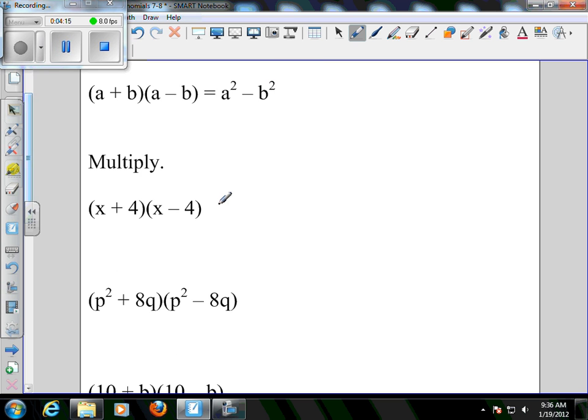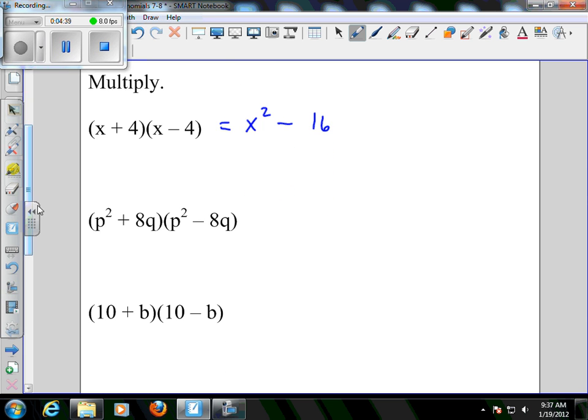Let's see how this works. Notice (x plus 4)(x minus 4). The only thing that differs is the plus and the minus. So go ahead, square the first term. X times x is x squared. Square the last terms. You have 16. And remember, it's actually a minus that's in between them, because really your last term is 4 times negative 4. So you get negative 16. Okay, so we get x squared minus 16 for that one.